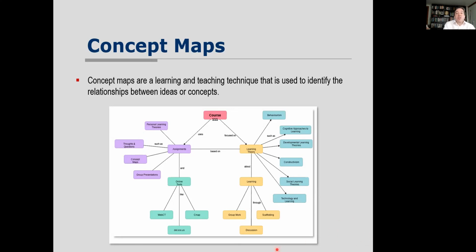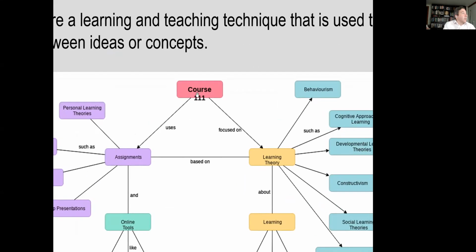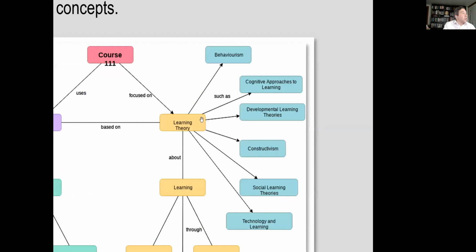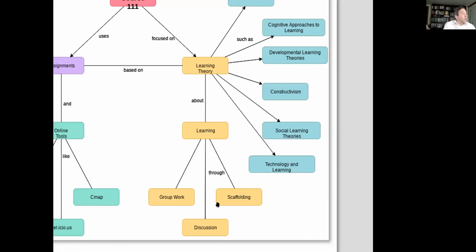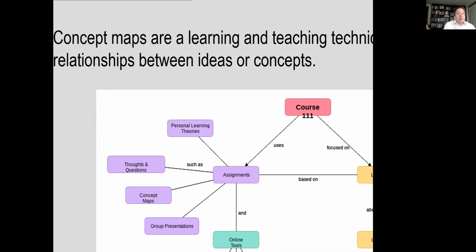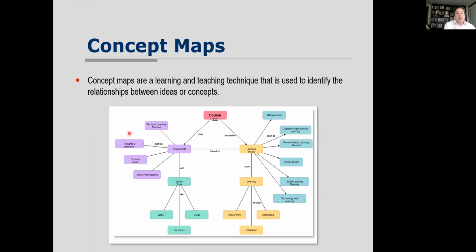So for example, we have a course, we can have the assignments, the online tools, learning theory, we have different theories, group work, scaffolding, discussion. These are all the different concepts that are related to the concept of teaching a course.